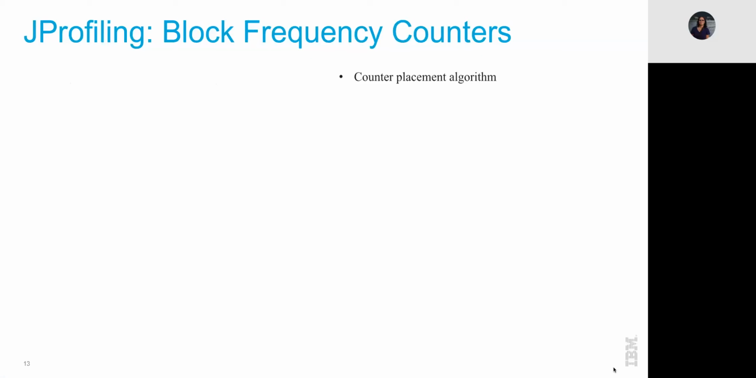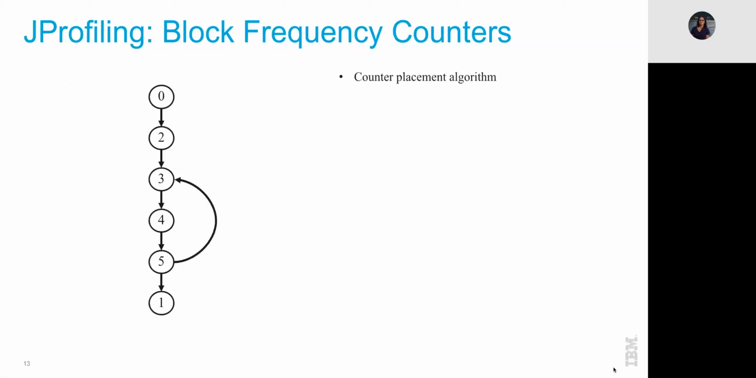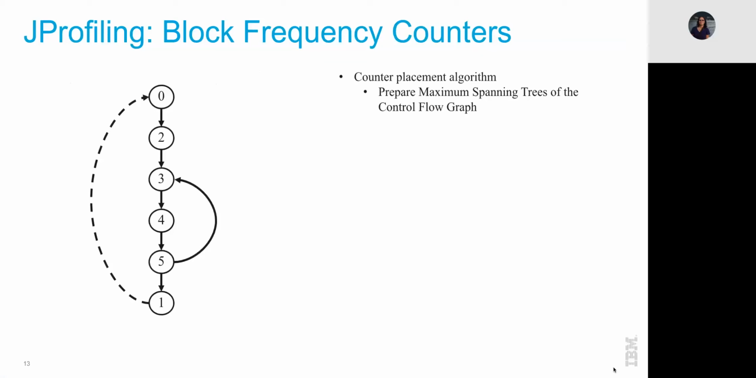So first of all, what JProfiler does is build a maximum spanning tree out of that control flow graph. And just to get the maximum spanning tree, it adds an artificial edge between the start block and exit block, to emphasize that the number of times you enter a method is equal to the number of times you exit a method. It also uses Prim's algorithm to obtain the spanning tree.